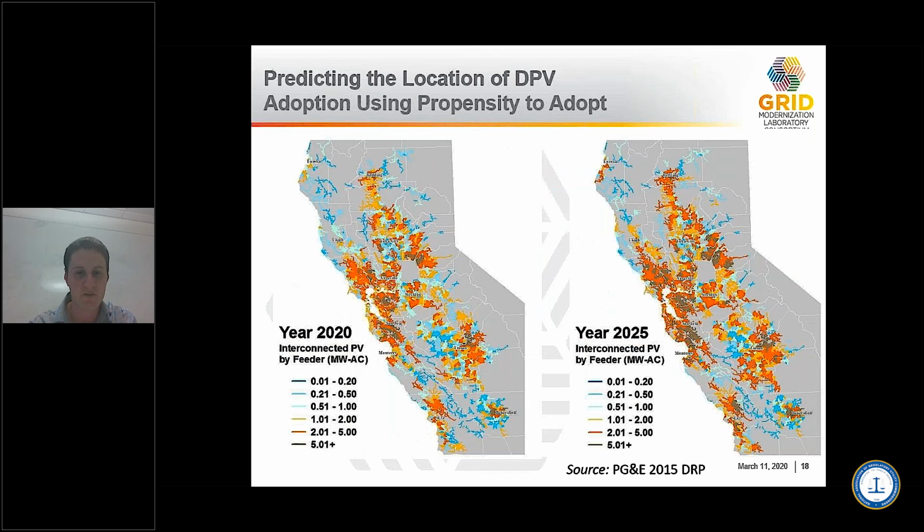So this is PG&E's, Pacific Gas and Electric's, distribution resource plan for 2015. And so you can see that they've taken the total aggregate amount of adoption and just disaggregated it down to the feeder level. And that allows really improved insights into what parts of the distribution system might require hosting capacity upgrades. Next slide, please.